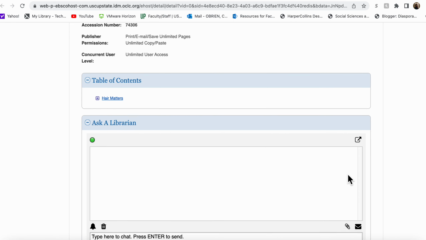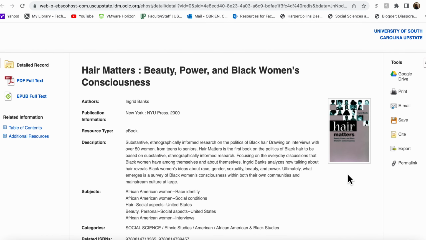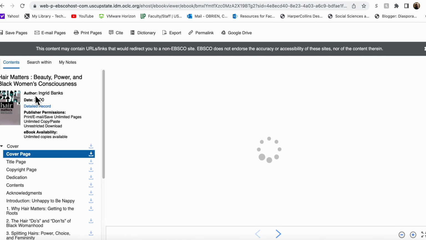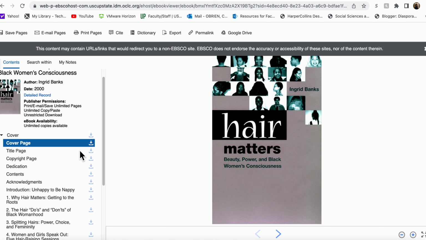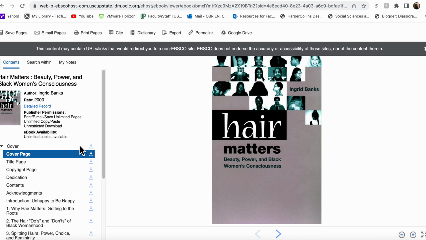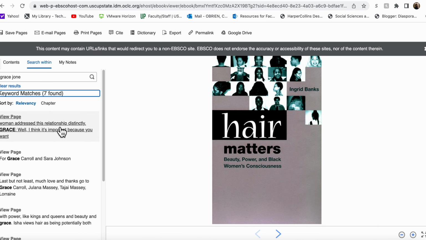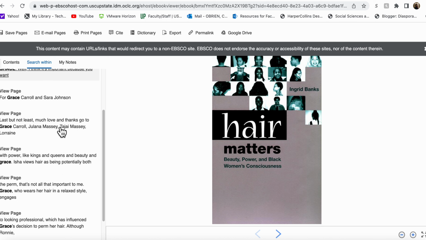And let's say that you want to find some information for your paper from Ingrid Banks, specifically about braids or Allen Iverson, or things having to do with images of Black women. I do believe she might mention Grace Jones, and the kind of hairdo in the pictures that I chose, you can search within. I don't see Grace Jones. Okay.